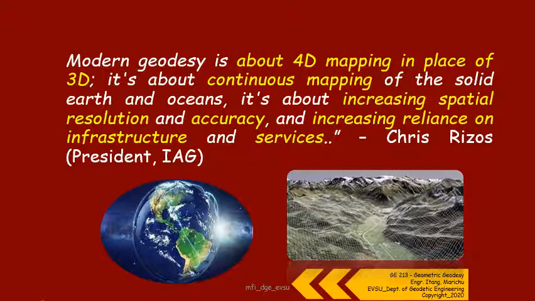For modern geodesy, it used to be just triangulation. Modern geodesy is no longer the stereotype of what many people learn at school, where they talk about geopotential theory and gravity modeling. Now we are modeling the Earth in four dimensions: X, Y, Z, and the fourth dimension, which is time. So modern geodesy is about 4D mapping, as you can see in this illustration, in place of 3D.